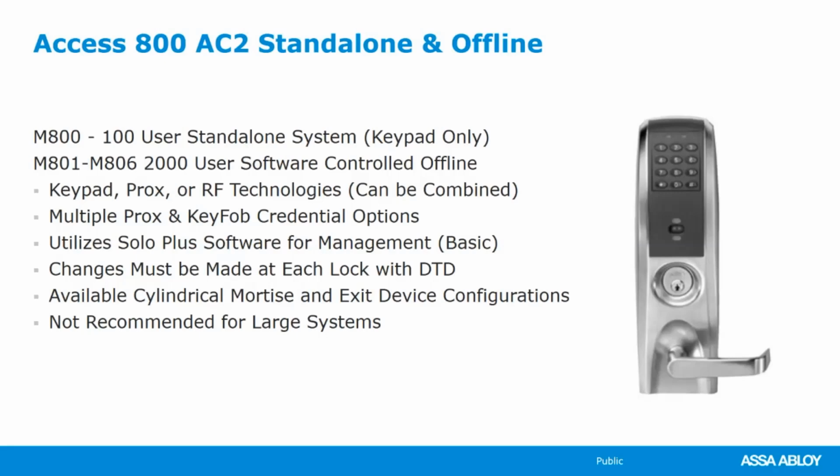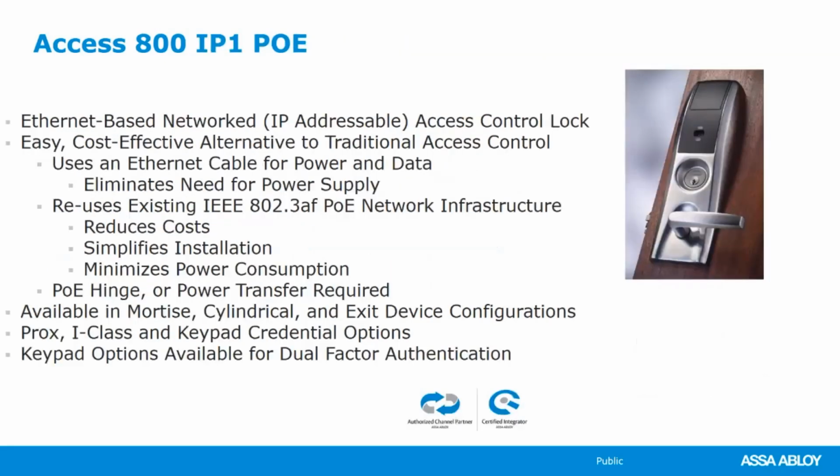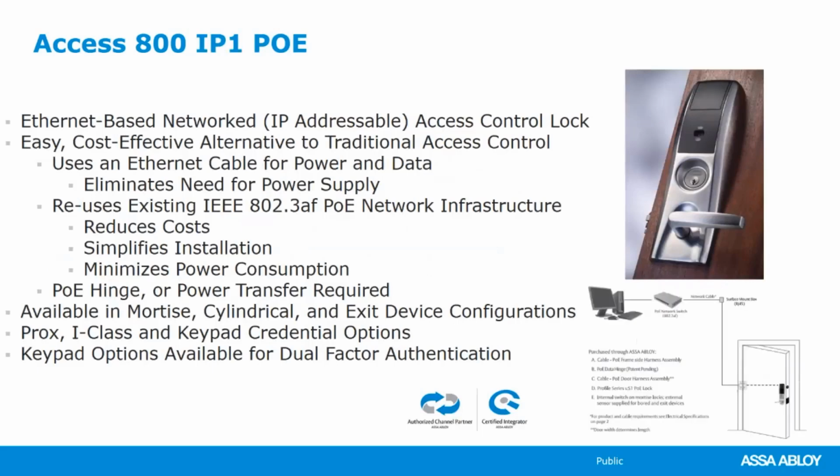We're going to now slide up our Continuum a little bit to an online system. Our Access 800 IP1, which is a power over Ethernet type product. And what that is, it's a hardwired access control system that works off the building's power over Ethernet network infrastructure. So this plugs into a network port, just like a computer would. And it speaks in real time back and forth. It gets its power, and it gets its data from the Ethernet.